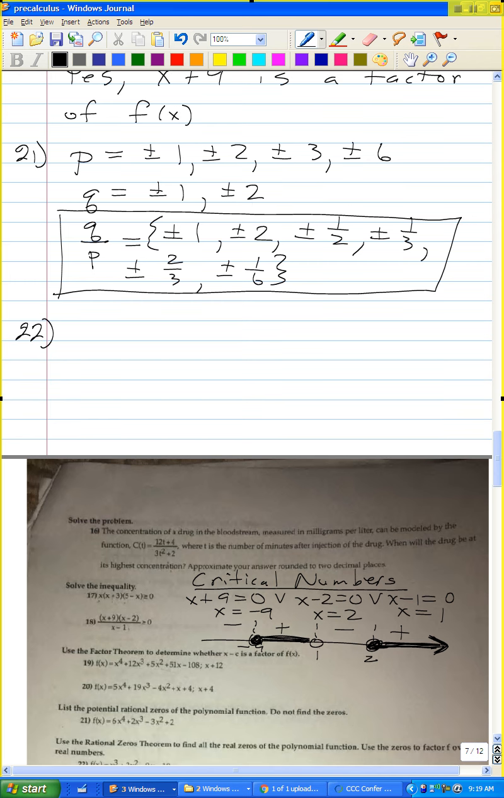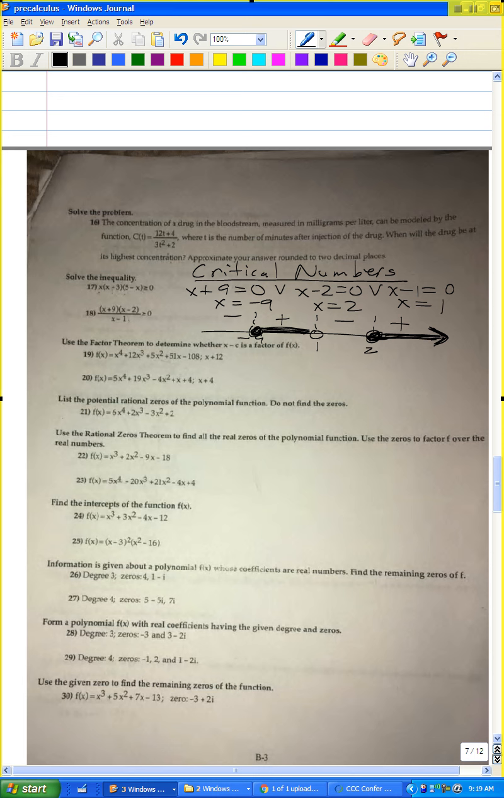Okay, so in problem 22, use the rational zeros theorem to find all real roots of the polynomial. Use the zeros to factor f over the real numbers. Okay, so let's try to do that. Oh, but that's going to be a nice one too.